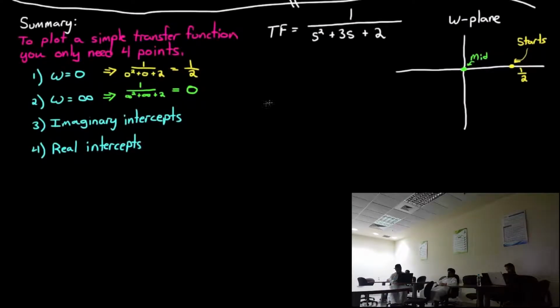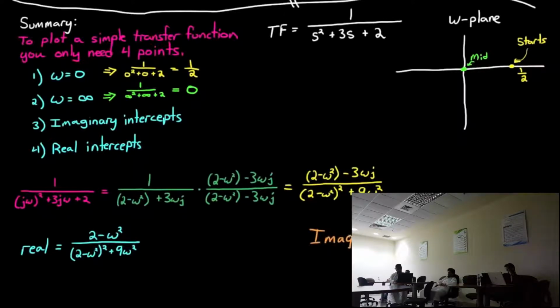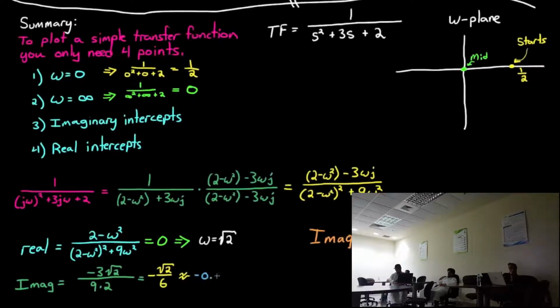The third and fourth points are slightly more involved, but you can solve for them by setting s equals j omega in the transfer function, and then separating out the real and imaginary components. I've done that very thing here, albeit really quickly. At this point, to solve for the imaginary intercept, set the real part to 0 and then solve for omega. Then plug that omega into the imaginary part and solve for the value, and that's where it crosses the imaginary axis.